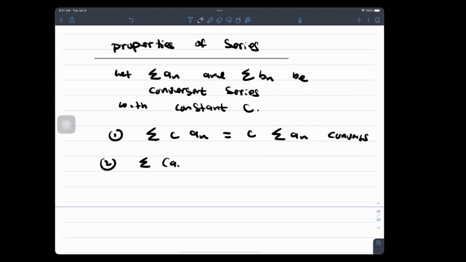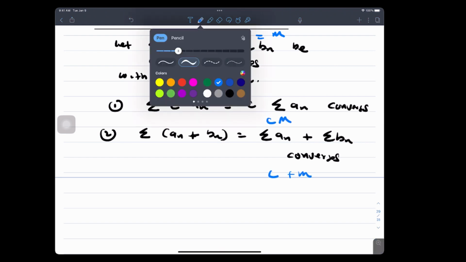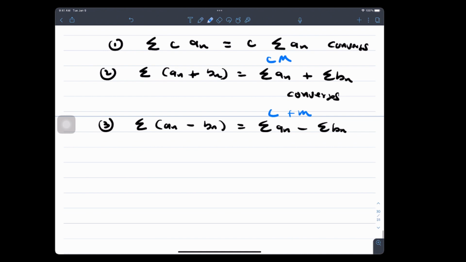And then if you have the sum of two series, well, since both of these converge, this sum converges. Because remember, converging just means a finite number, right? That means this sum you can think of as L, and this is M. So you got CM. And then here you got L plus M. The third, a_n minus b_n, and that's L minus M.